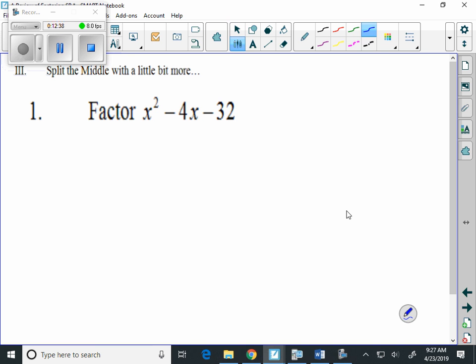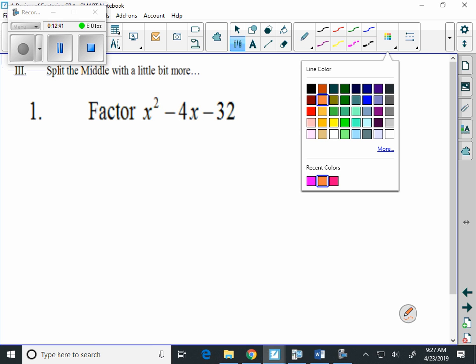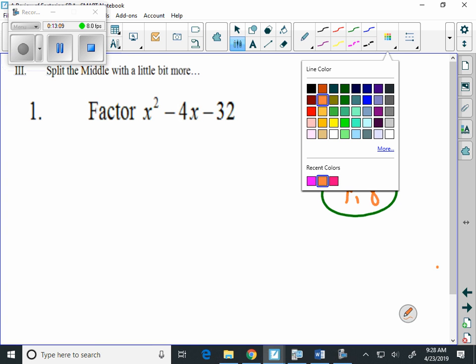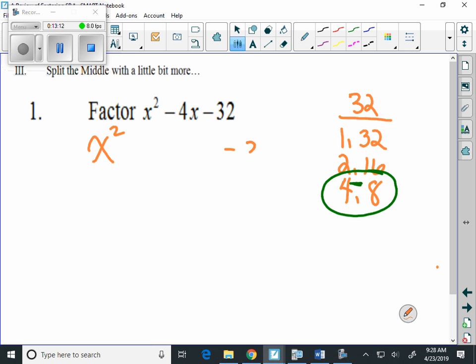And when we split the middle, first thing that we're going to look at is 1 times 32 is 32. And the factors of 32 are, just like I said, 1 times 32, 2 times 16, 4 times 8. Will any of those combine to be 4? And we see here, in fact, it's going to be 4 minus 8. We've had lots of experience with split the middle, so hopefully this is very quick for you. And then it's going to be plus 4x minus 8x.